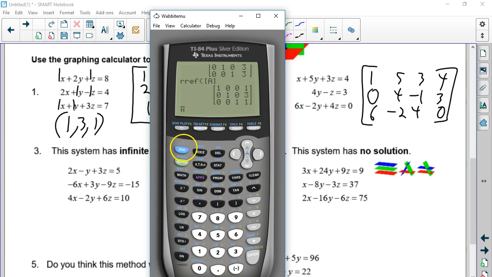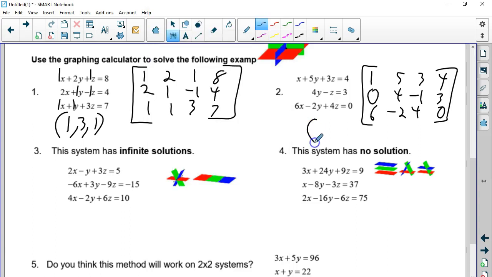Quit. Go down to matrix. Go over to math. Enter. Whoops. Did something wrong. Go to matrix. Go to math. Oh, I forgot to go up to B. RREF. Go back in and tell it to look in A. Hit enter. And there's my answer. 0.25, 0.75, and 0. And so I write 0.25 in that order. 0.75 and 0. And yes, you can have decimal answers. That's perfectly fine.